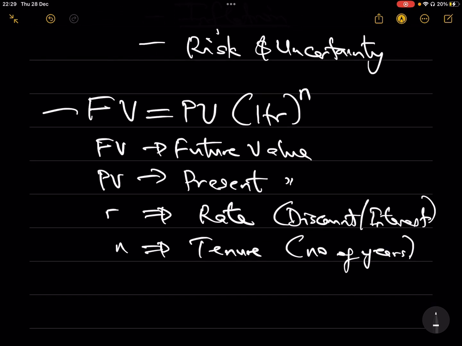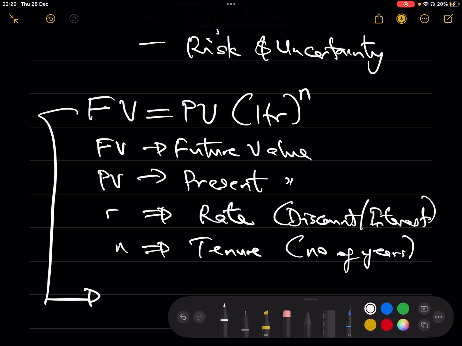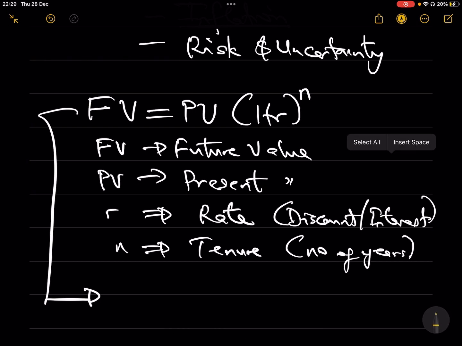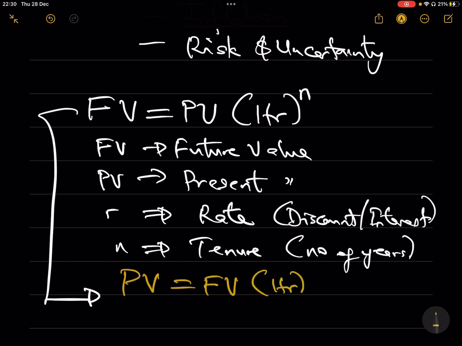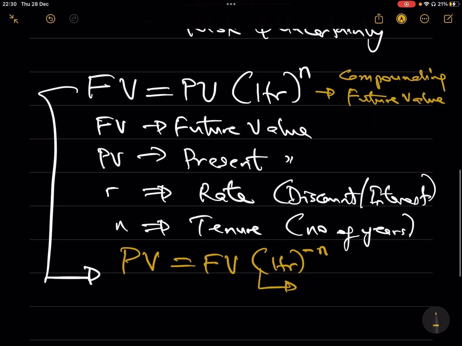So this same formula can actually be rearranged to what we now call the present value formula, which is the same formula I'm going to write. PV is the same thing as FV into bracket 1 plus R, but this time around minus N because we have rearranged it. So this is the future value formula, or you call it compounding formula. And this one is called the present value formula, or we call it a discounting formula.